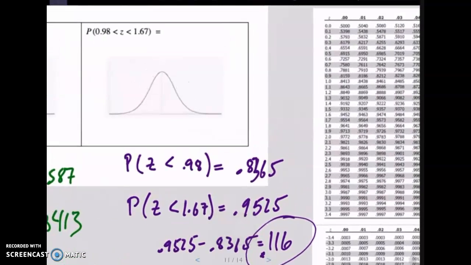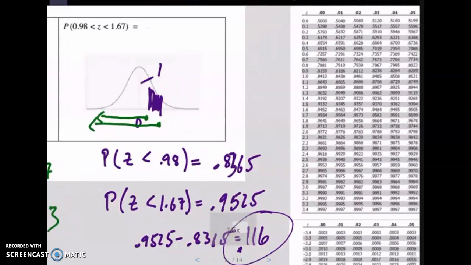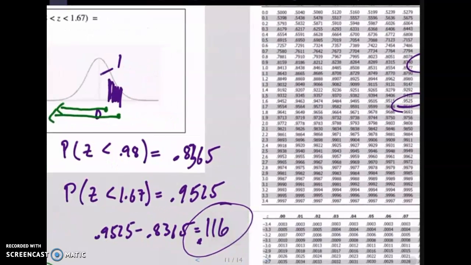Okay, so we're going to set it up the same way, right? So 0's here, we got 1 here, so we're going between 0.98, which is about here, and 1.64. So we're looking for this area right here. So we find the probability that we're below this one. We find the probability that we're below this one, and then we subtract the two, and that will leave what's left in the middle. So probability Z is less than 0.98.